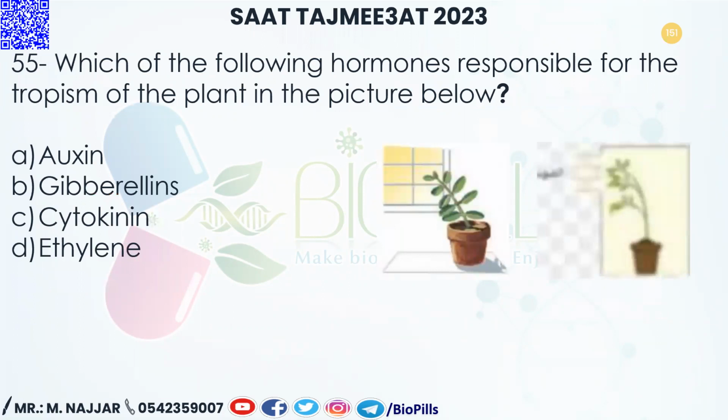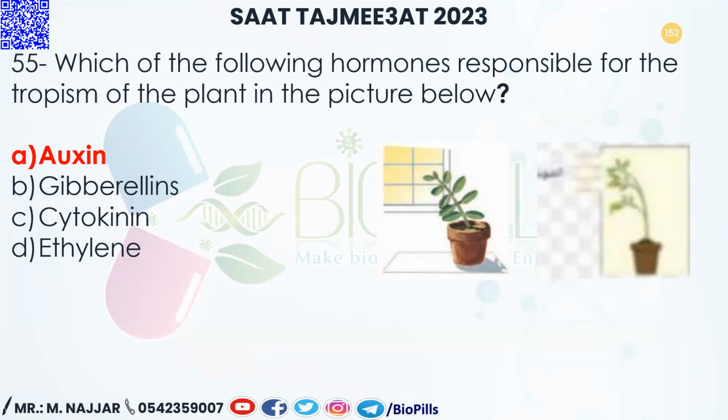Which of the following hormones is responsible for the tropism of the plant in the picture below? What is responsible for tropism? Here it is a tropism, not dramatic elongation of the plant. This is just auxins. Auxins are responsible for the process of tropism. It's being controlled by auxins.